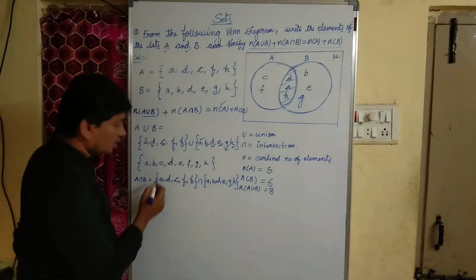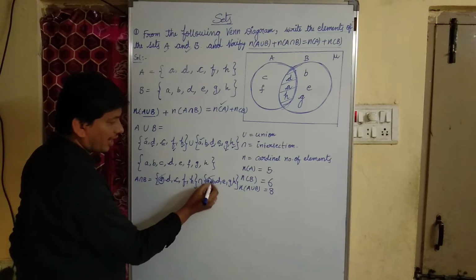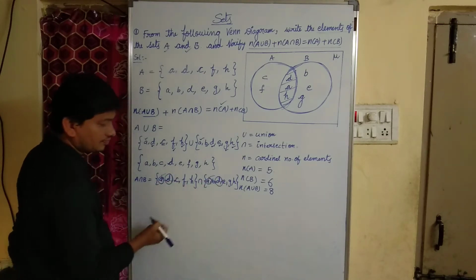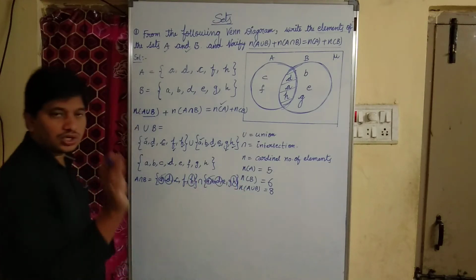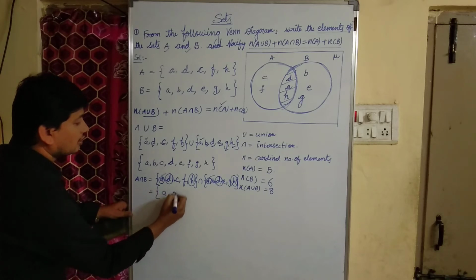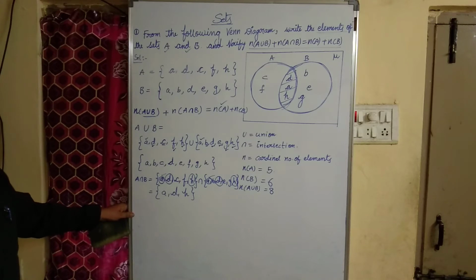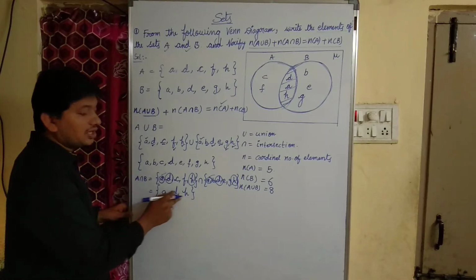Okay. So here A is common, as well as D is common, as well as H is common. Only we need to write common elements. They are A, D and H. What are the common elements which are there in both set A and set B? They are A, D, H.